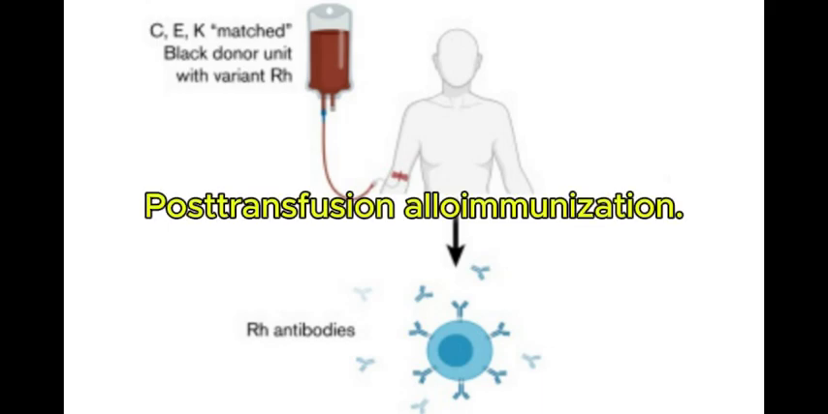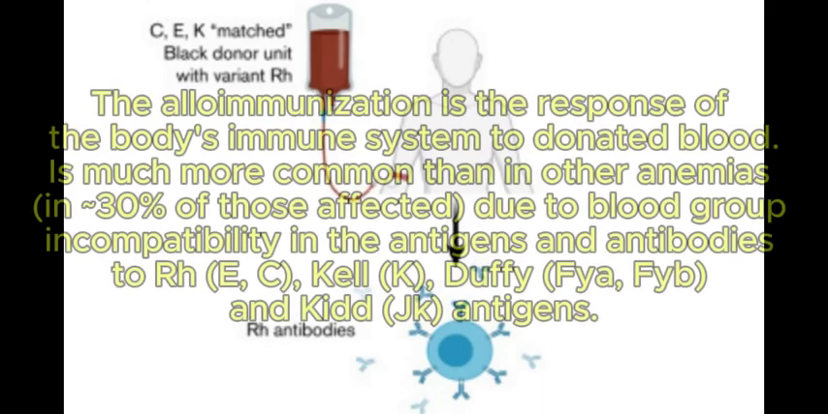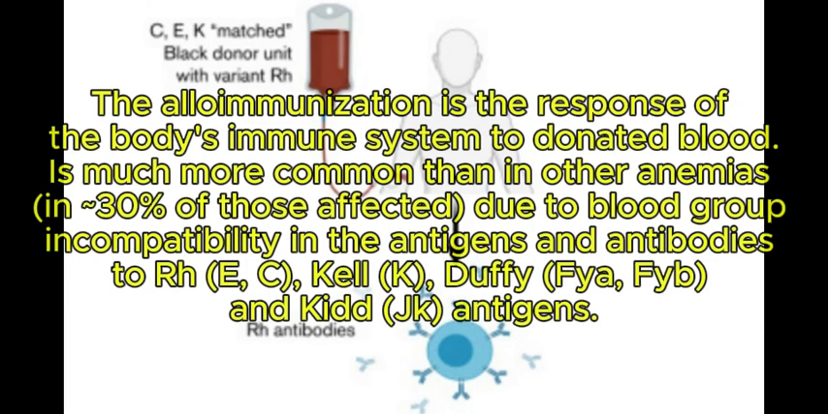post-transfusion alloimmunization. Alloimmunization is the response of the body's immune system to donated blood, bone marrow, or a transplanted organ. It is much more common than in other anemias, in about 30% of those affected, due to blood group incompatibilities in the antigens and antibodies.